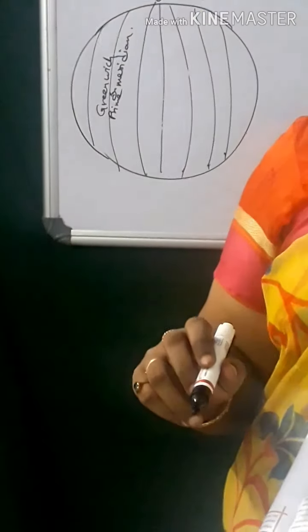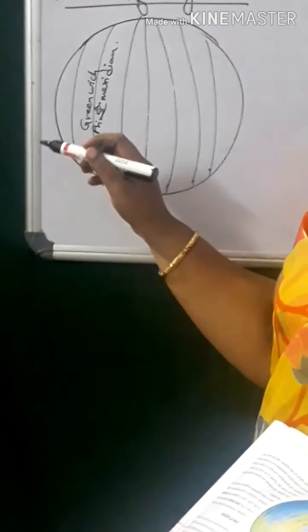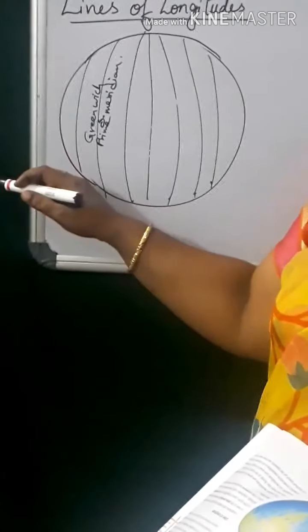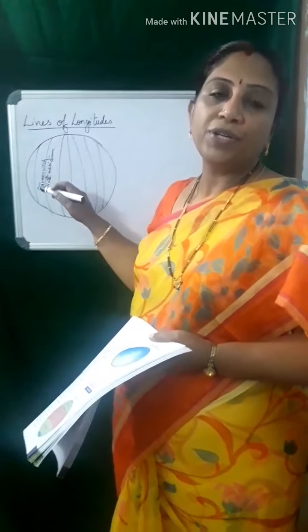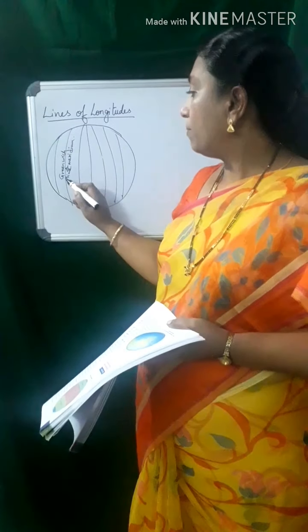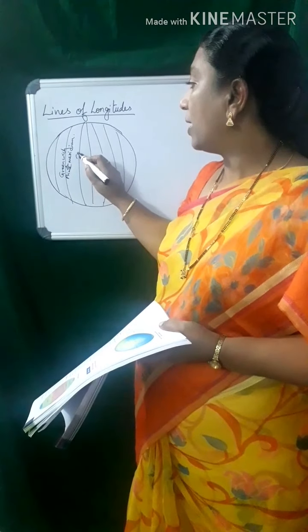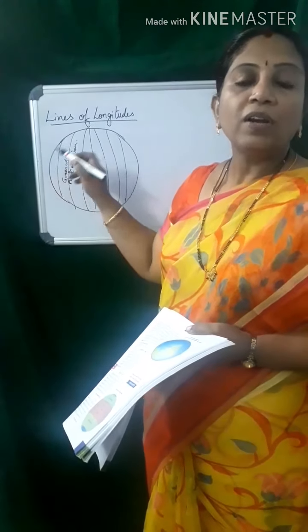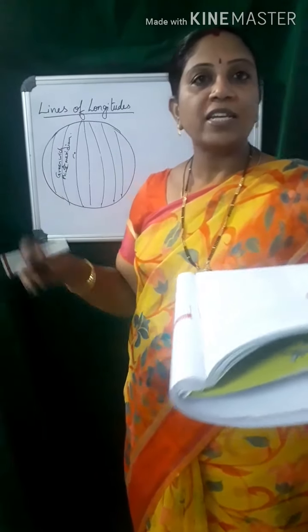Prime meridian. Here we have totally 180 to the east and 180 to the west. Total longitudes we have are 360 together. From longitude to longitude it is 1 degree. So in total we have 360 longitudes. Once see into your textbooks, ma.